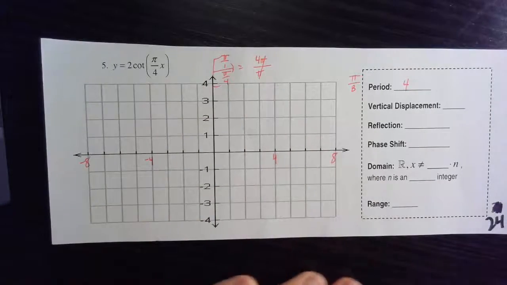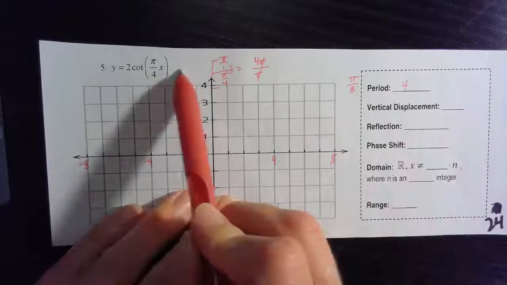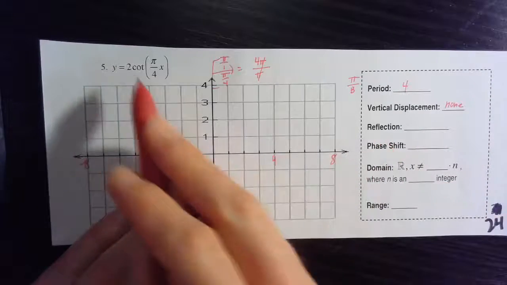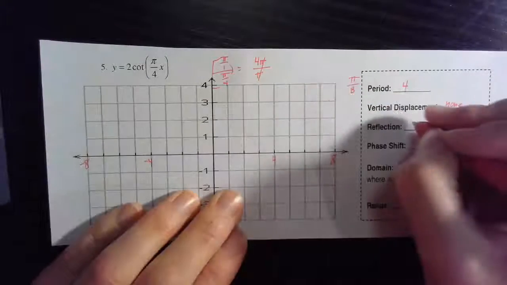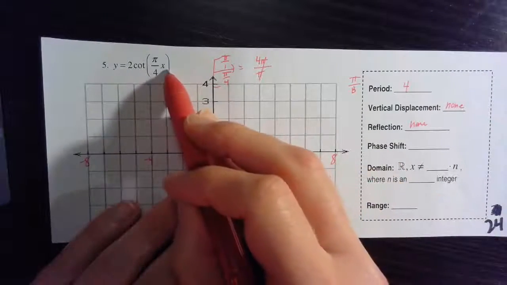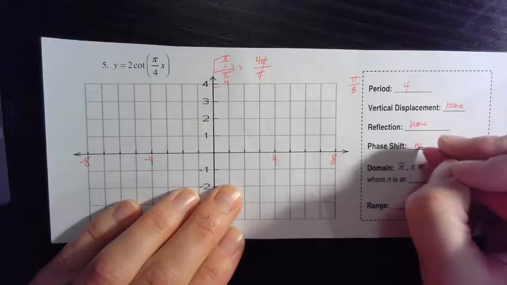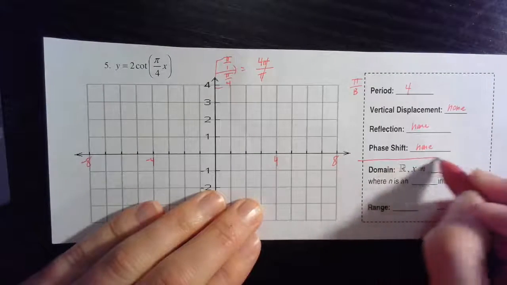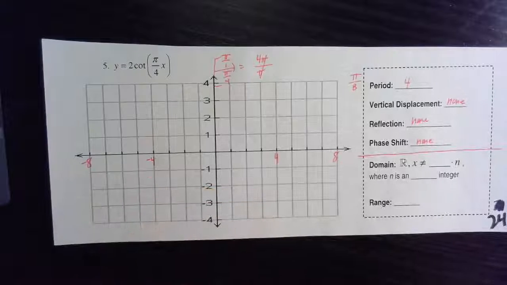Okay. Vertical displacement, let's look. There's no number here, so nope. Reflection, no negatives here, so no reflection. And then phase shift, there's nothing added or subtracted here, so there's none of those. So let's get our graph drawn and then we'll come back and do domain and range.